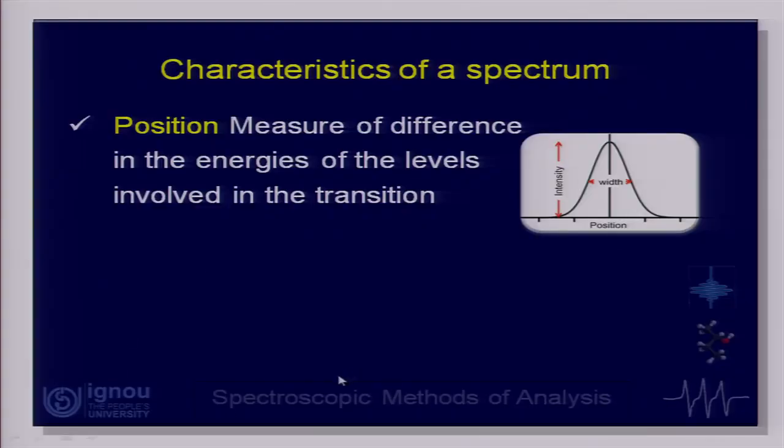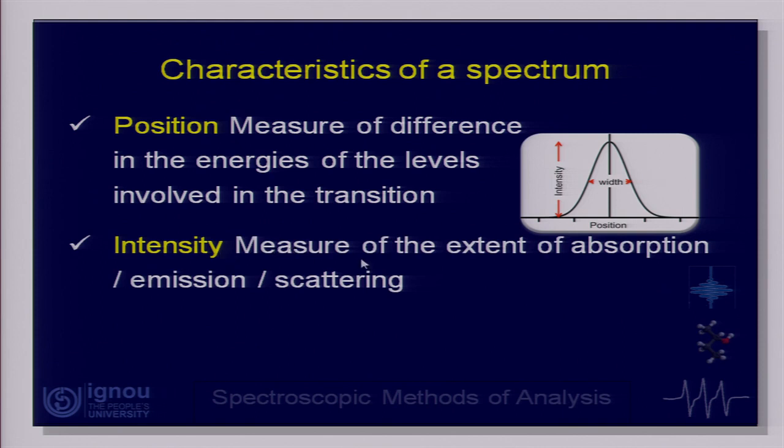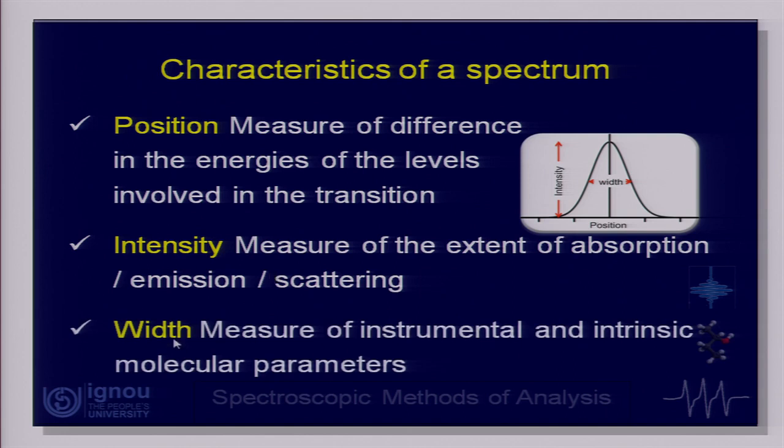To begin with, let me just put things in perspective. These three characteristics there, the first one, position, basically is a measure of difference in the energies of the levels involved in the transition there. I will elaborate on that. Intensity is a measure of extent of absorption or emission or scattering, to what extent the radiation is absorbed, because this tells me which radiation is absorbed. This tells me about how much of it is absorbed or emitted. And the third one is called the width. It actually is a measure of instrumental and some intrinsic molecular parameters. We will elaborate on that. Okay. Let us talk about these characteristics one by one now.